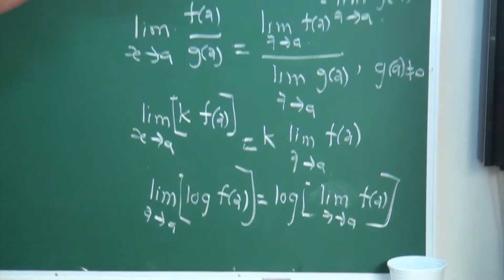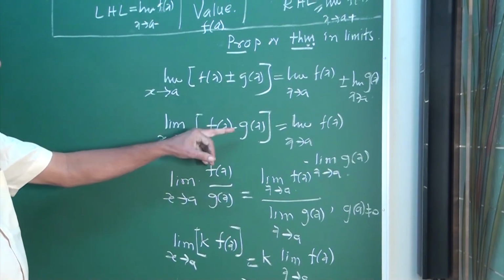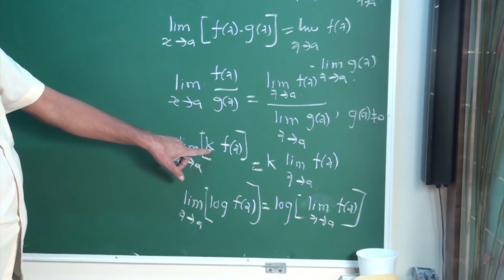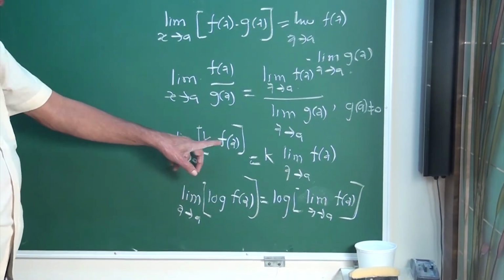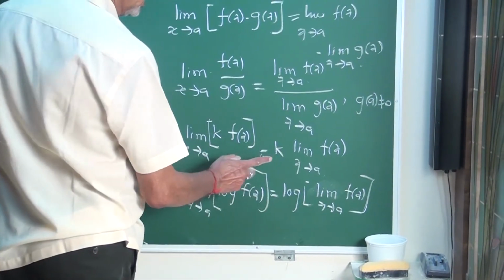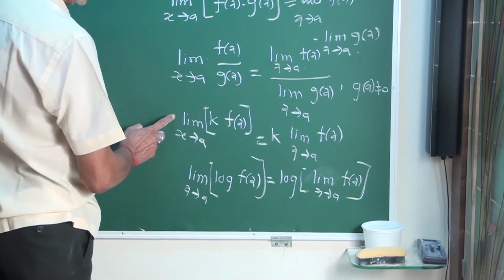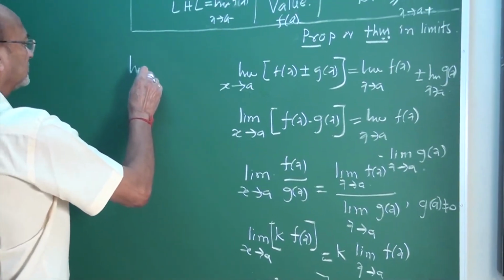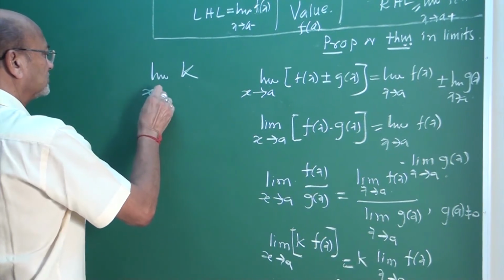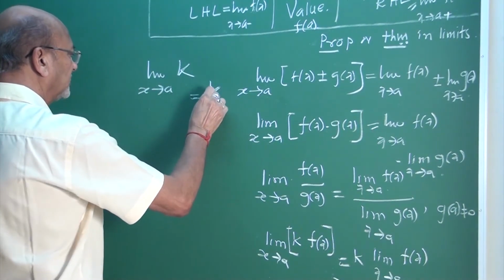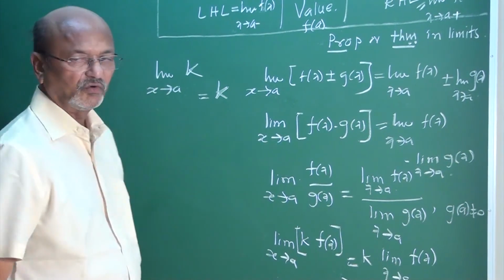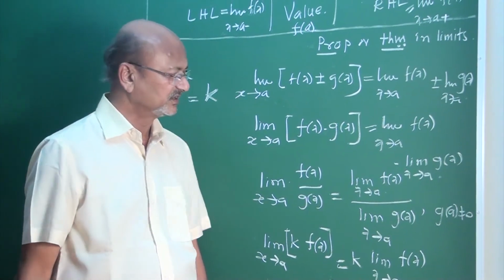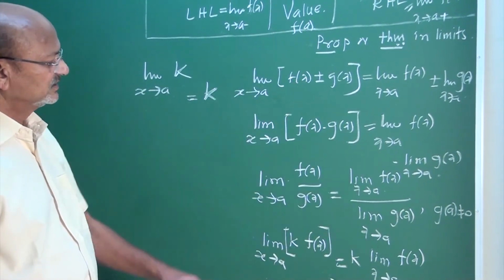Limit of sum is sum, difference is difference, product is product, division is division. Any constant which is a coefficient remains outside the limit sign: k into limit of f(x). And one more is this, my friends: limit of any constant as x tends to a is that constant itself. So limit of 5 is 5 itself, limit of 10 is 10 itself, limit of minus 10 is minus 10 itself. Yes, my friends, these are some properties.